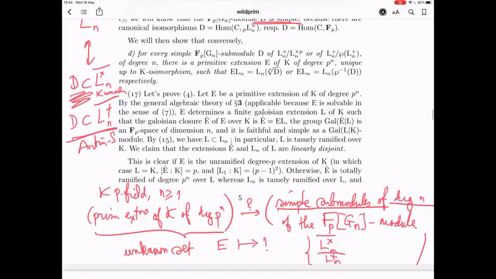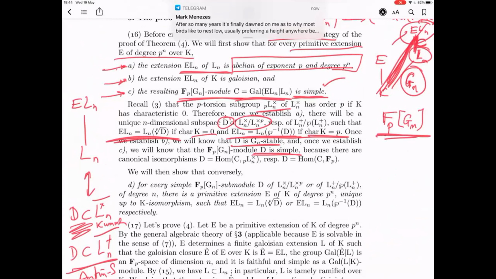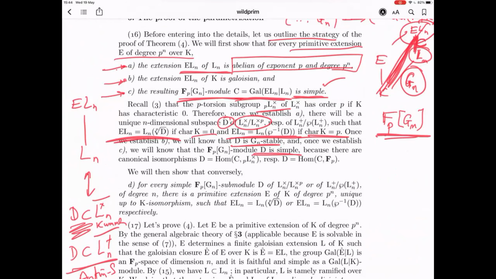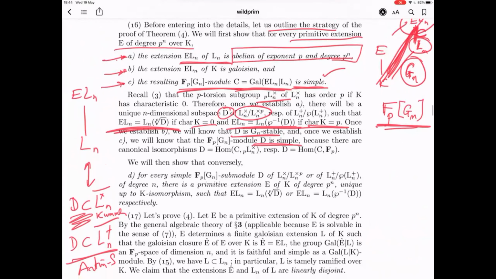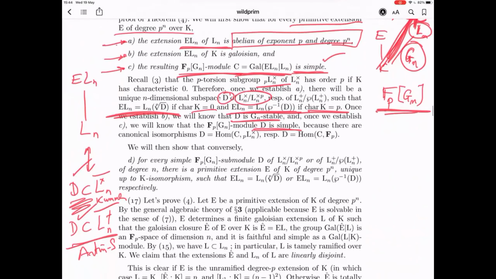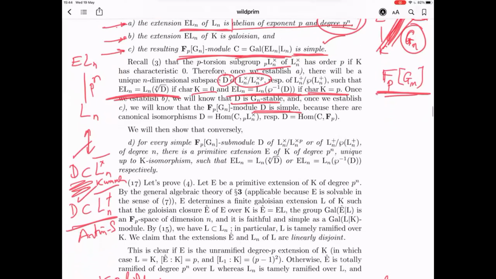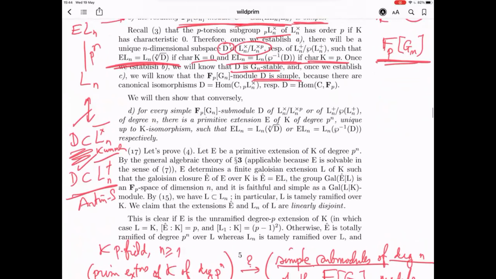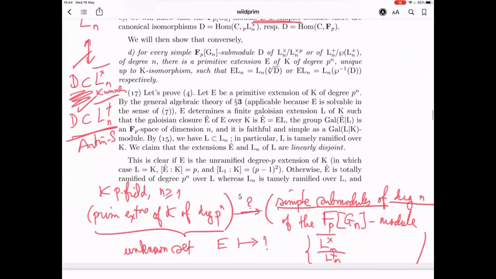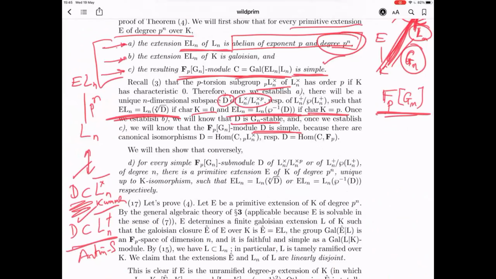Well, not only simple, but this is going to be of degree n as well, because this is of degree p to the n, right? Okay. So that will just give you the map in this direction. Once we have established these three things, we'll get this map.